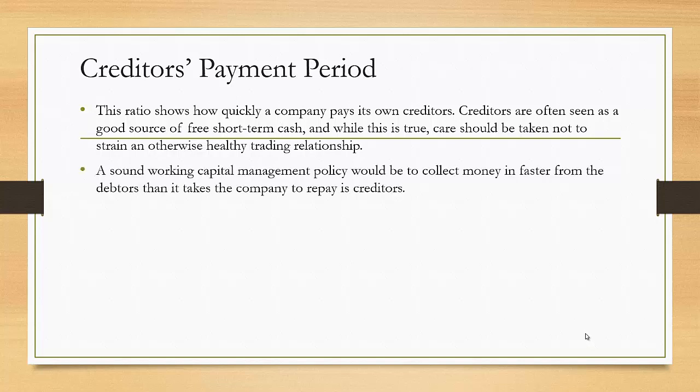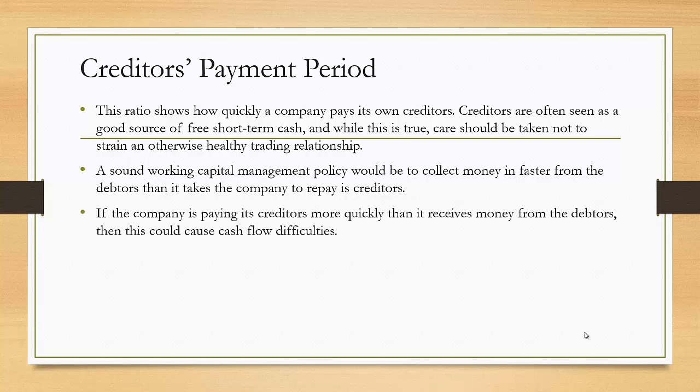A sound working capital management policy would be to collect money in faster from the debtors than it takes the company to repay its creditors. If the company is paying its creditors more quickly than it receives money from the debtors, then this could cause cash flow difficulties. The bottom line is that we need to compare creditors payment period in relation to debtors collection period. So debtor collection should be less as compared to creditors payment period.